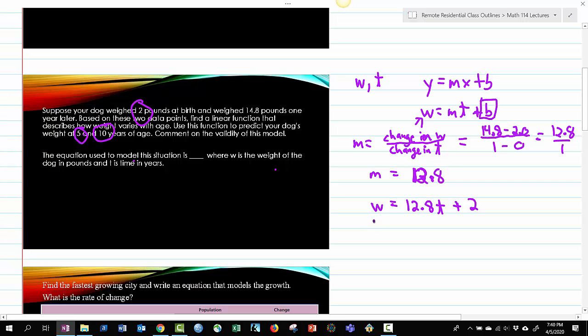So let's just stick in a 5, right? Stick in year 5 for the time. That's 64 and 2. Dog is now 66 pounds. Well, there's lots of dogs that are 66 pounds, but this dog weighed 14.8 pounds when it was 1 year old, pretty much full grown. It's not going to go to 66, right? That's completely wrong. That's completely unreasonable.